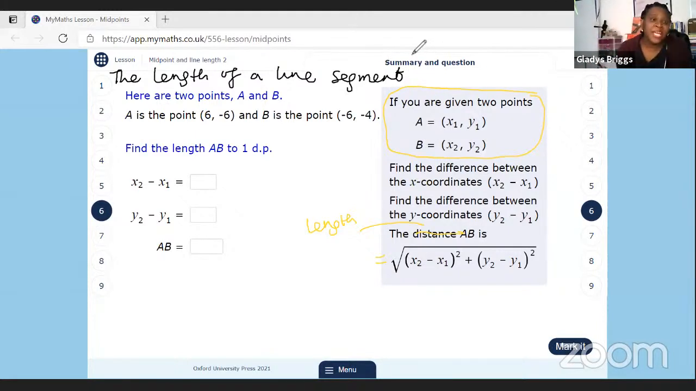So in your book now, you should have the topic, the subtopic is the length of a line segment, and you need to write down, if you're given 2 points, A is x1, y1, B is x2, y2, then the length AB is the square root of x2 minus x1 squared plus y2 minus y1 squared. And this is Pythagoras, by the way. We just summarized it, okay? They use Pythagoras to work out that formula.